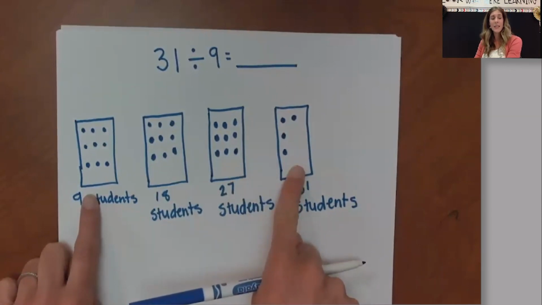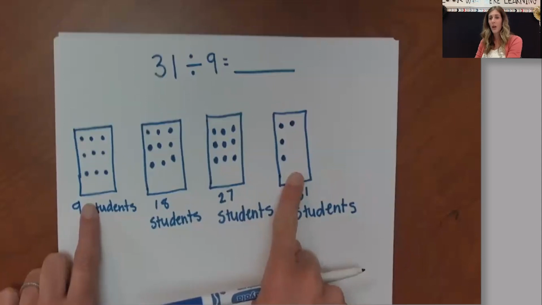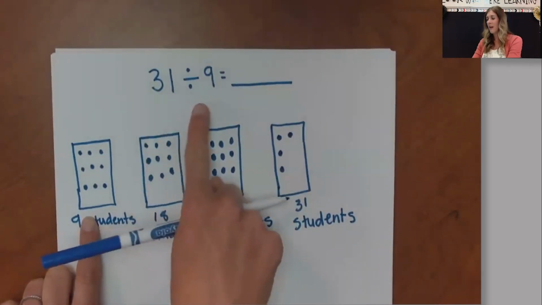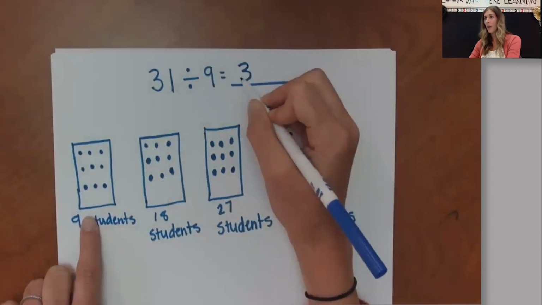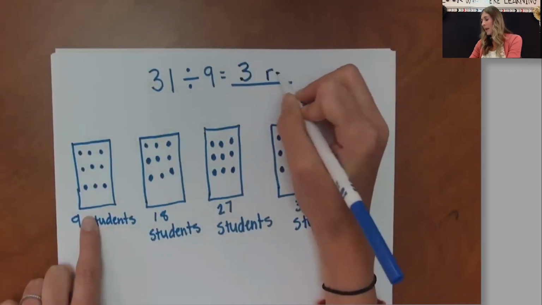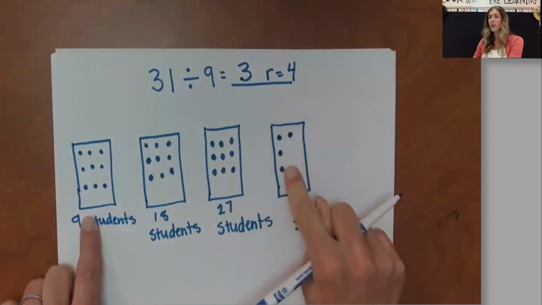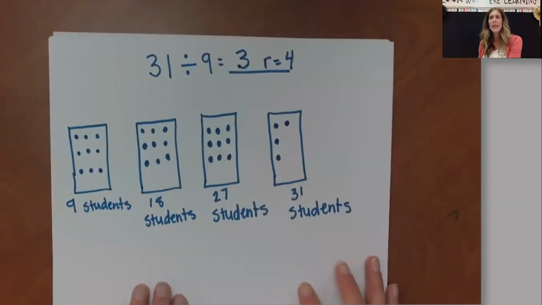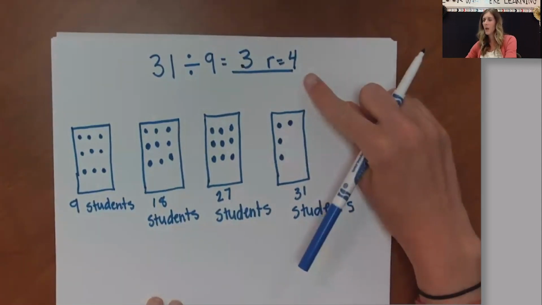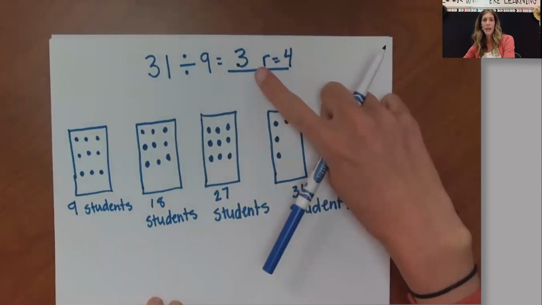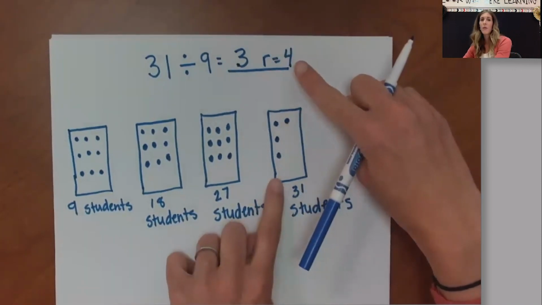As a division equation, this would look like this. 31 divided by 9 equals 3 full vans with a remainder of 4. Those 4 students didn't fill up an entire van. In this situation, what will the quotient and remainder, or our solution, represent? Correct, the 3 is the 3 vans, and the remainder 4 is the 4 students who didn't fit into a full van.